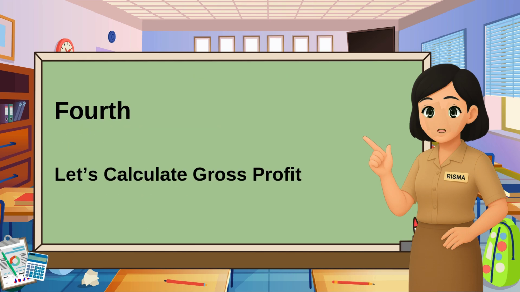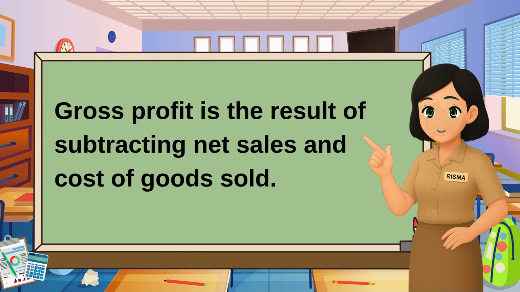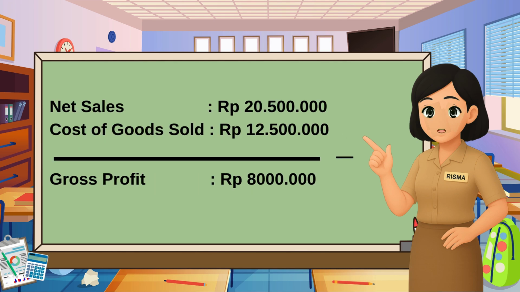Fourth, let's calculate gross profit. Gross profit is the result of subtracting cost of goods sold from net sales. Net sales minus cost of goods sold, the result is gross profit.